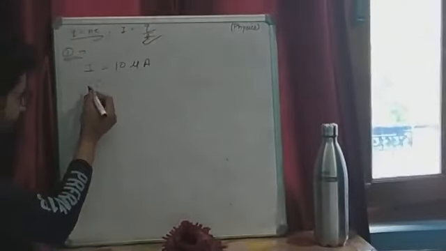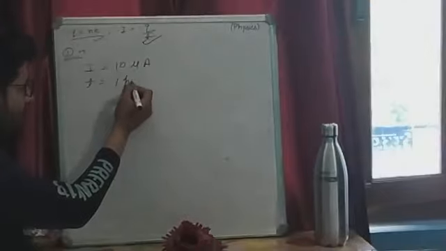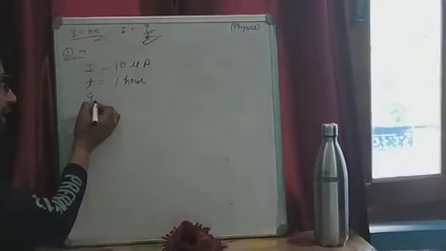In this question he has given us the electric current, and its value is 10 microampere. Next he is saying that if such a current is maintained for 1 hour, find the net flow of charge. It means he has given us time also, 1 hour. We have to find the charge.